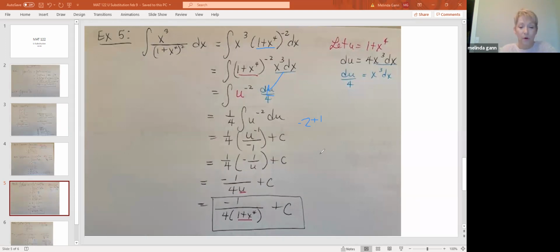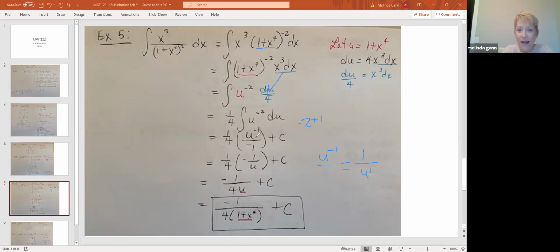Now remember, what's u to the negative 1? Now really, isn't it over a 1? Now remember what we can do. We can move things from top to bottom or bottom to top and change the sign on the power. So when I moved it down, that turns it into u to the positive 1. In other words, just 1 over u.